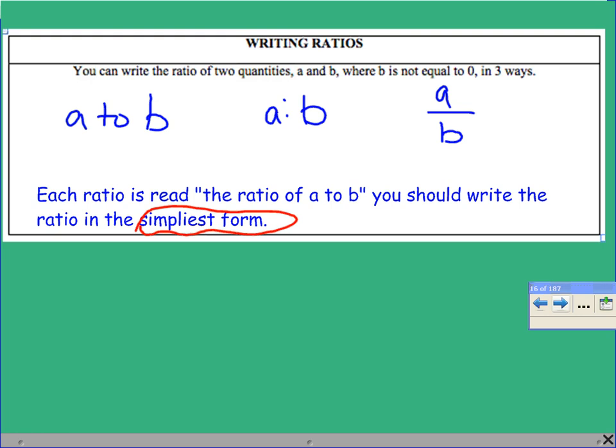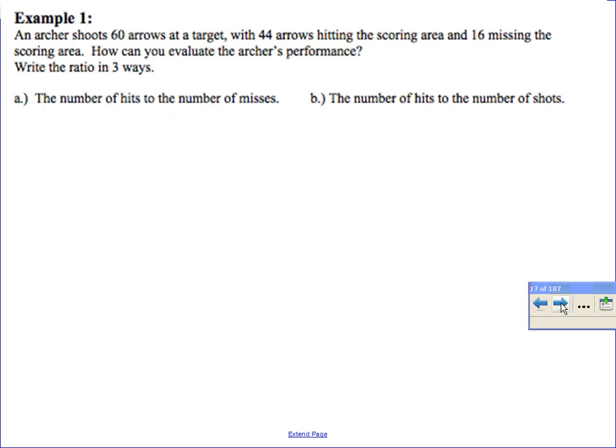Anyone feel like reading example 1 for us? We're going to actually set up some ratios. Matt, nice and loud. Awesome. Okay, so letter A. It says the number of hits to the number of misses. So we're going to write down number of hits over number of misses.